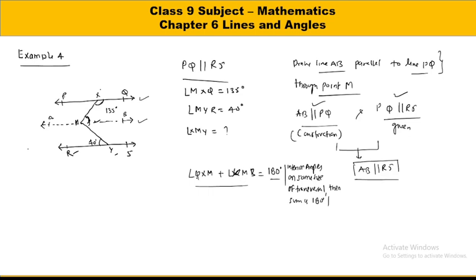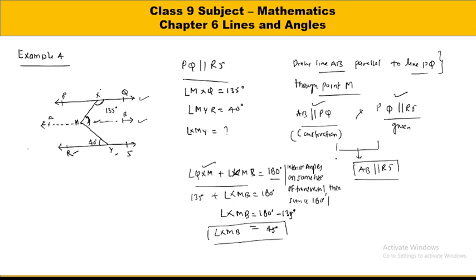Angle MXQ is given as 135 degree. So 135 degree plus angle XMB equal to 180 degree. Then angle XMB will be equal to 180 minus 135 degree. If we subtract these two, we get as 45 degree. Angle XMB is given as 45 degree.